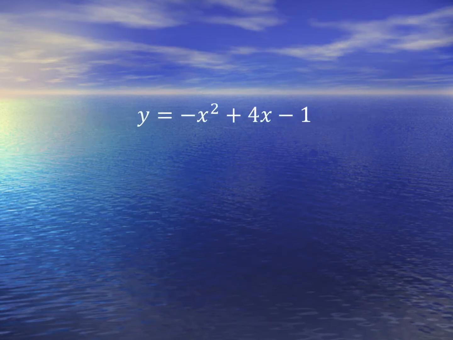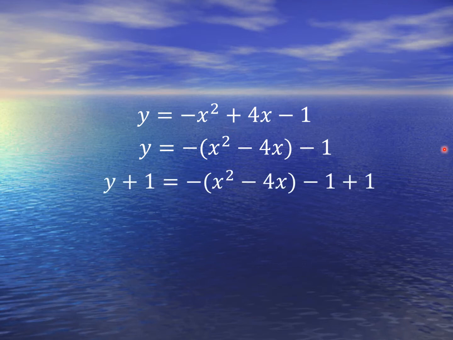Now let us have another example. y equals negative x squared plus 4x minus 1. So in here, as you can see, we have a negative coefficient of x squared. So all we need to do is to put it outside. So we have negative times x squared minus 4x. Why minus? Because negative times negative is positive.